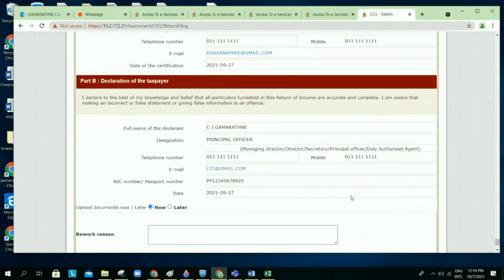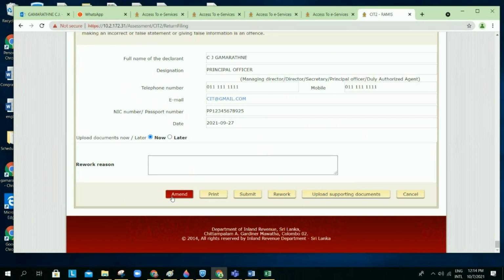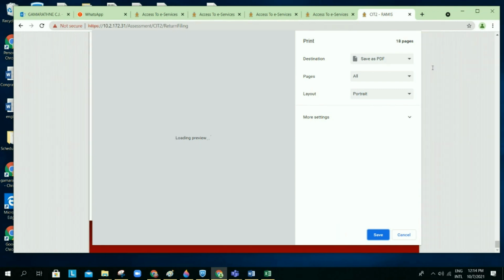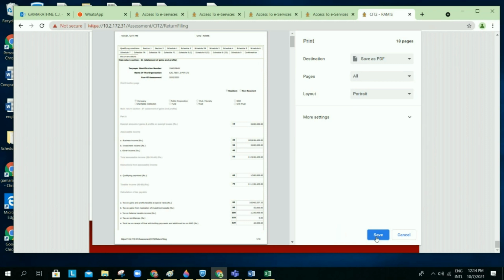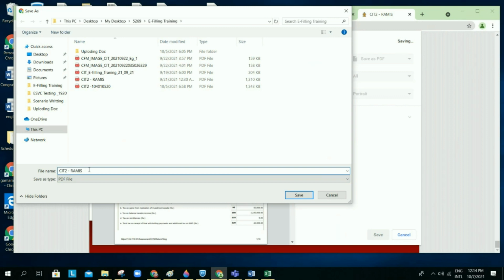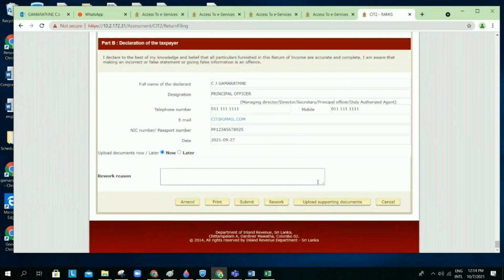Then at the end of this confirmation page, if you need to amend, you can do the amendment, right? If you need a printout, you can do the printout, right? If you think this return is almost okay, then you can click the submit button, right? Likewise, once you click this save option, you can save as a PDF as well. That facility is available, right? This is the PDF format.